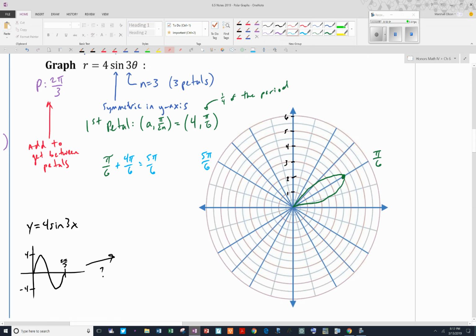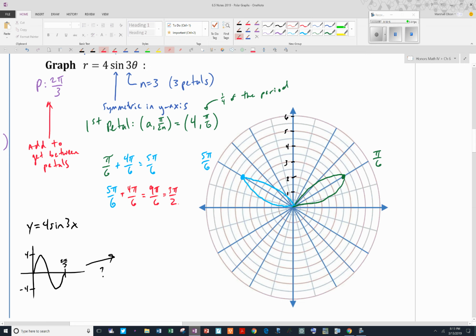So I know that 4 units away, I'll have my next petal tip. So here's my next petal. And I'm just going to make it this other color so that we can kind of see which work went into getting which petal. And then to that 5 pi over 6, I'm going to add another 2 pi over 3. Okay, oops, let's keep our common denominator here, 4 pi over 6. All right, and that's going to give me 9 pi over 6. And 9 pi over 6 simplifies to 3 pi over 2.